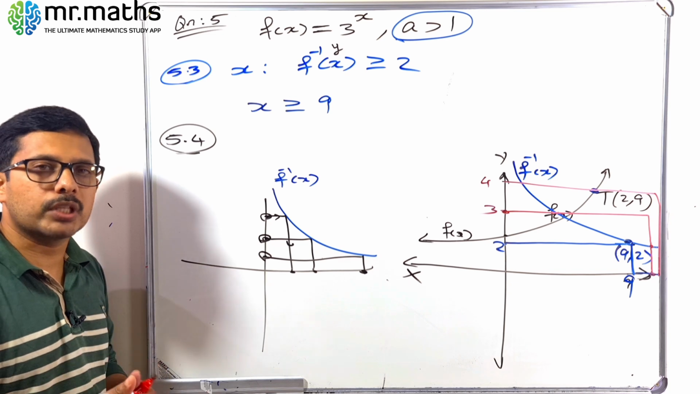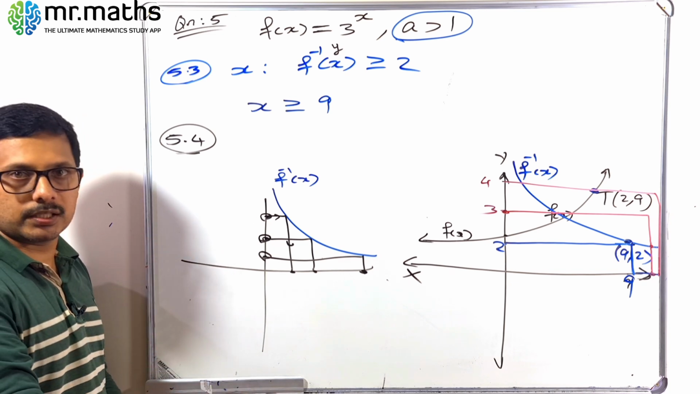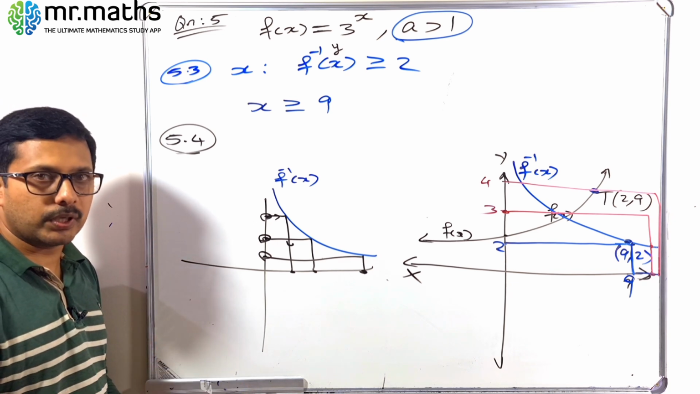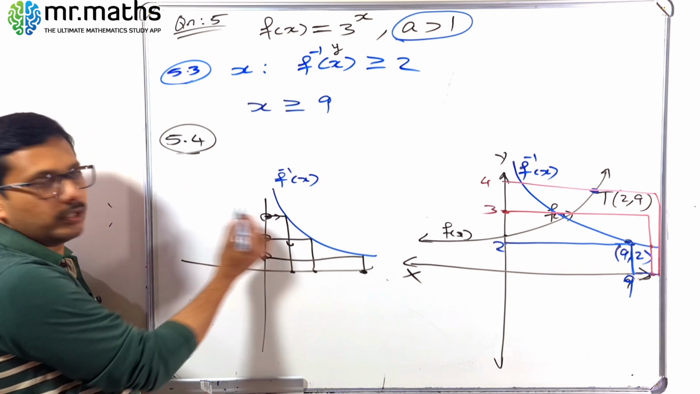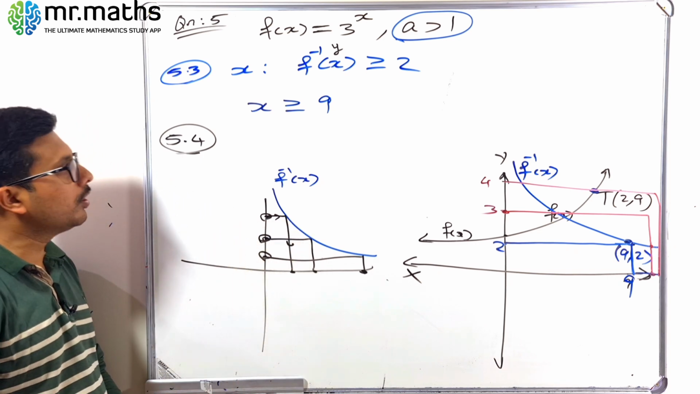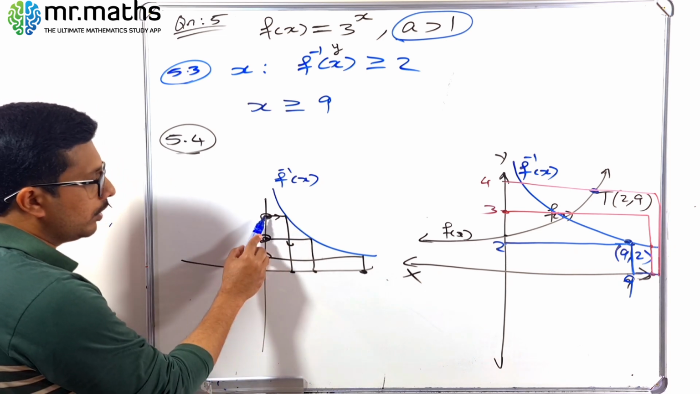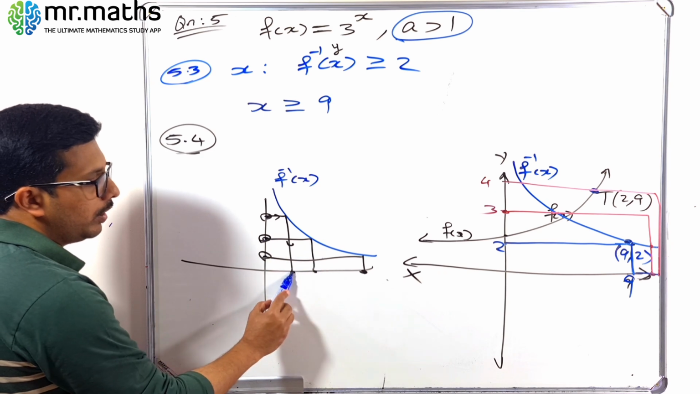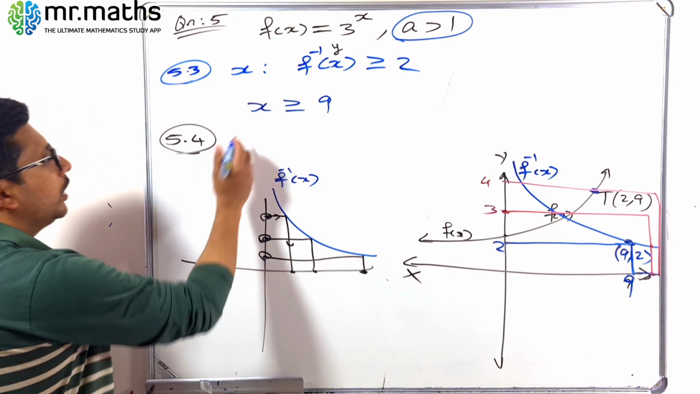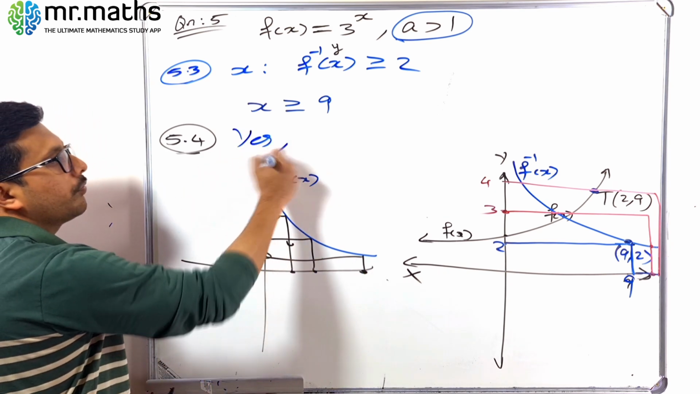That is how you check when it is f inverse. But when it is f, you check for every x value only one y value. So you have to write here: you can see that for every y value only one x value. So yes, it is a function.